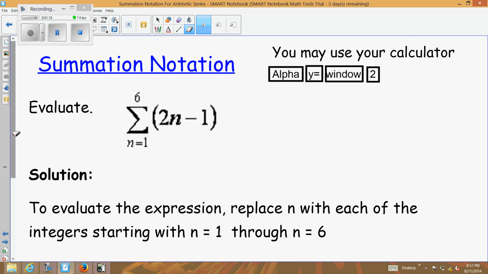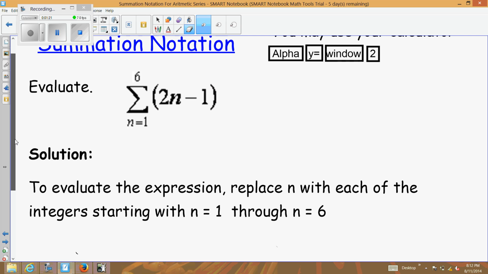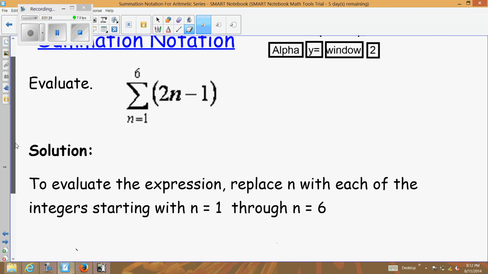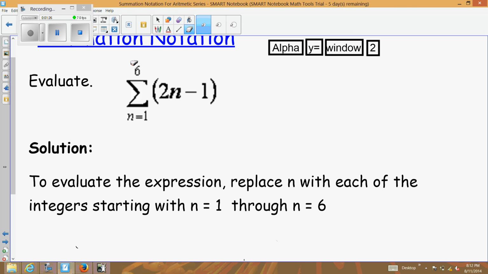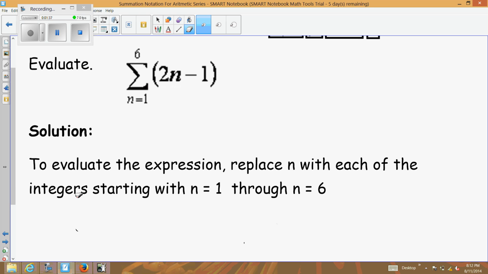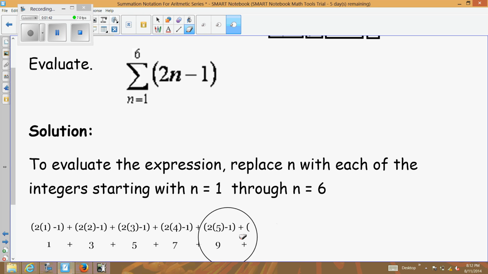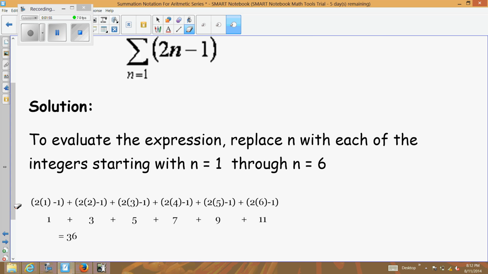Here, we're evaluating the expression, replacing n with each of the integers starting with n equals 1 all the way through n equals 6. So there's where you start, this is where you end. So 1 goes in there, then 2, then 3, then 4, then 5, then 6. And then you add up all your answers. Okay, so I substituted in 1, 2, 3, 4, 5, and 6. And when I got the answers, I got 1 plus 3 plus 5 plus 7 plus 9 plus 11. And when I added all up, I got 36.